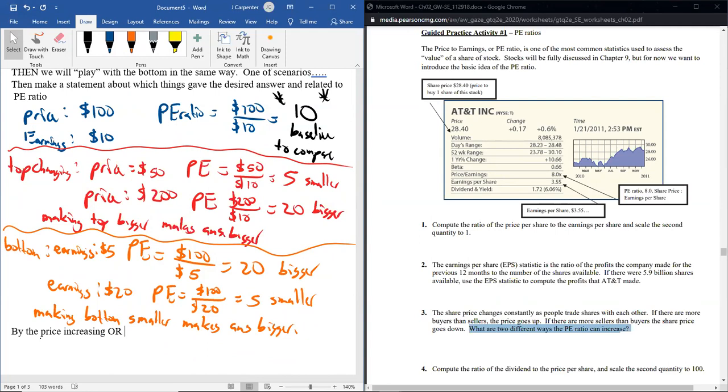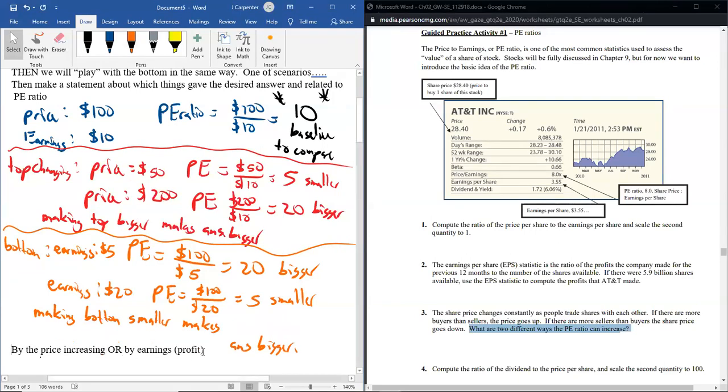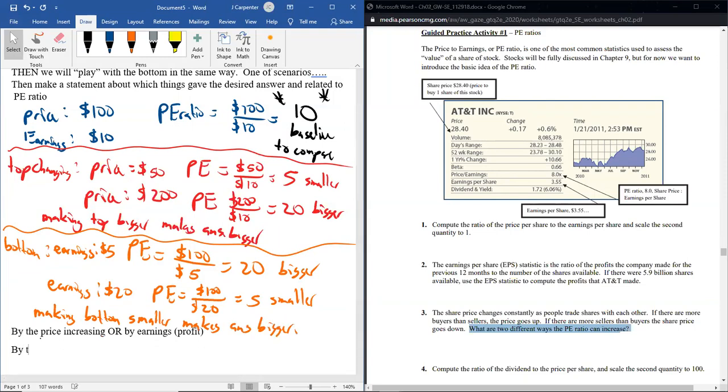That's one scenario. Or the other way this could happen is by making the bottom, which we call earnings, or by the earnings or profit, aka. Give myself one more line. Oh, shoot. This is so frustrating sometimes. So by the price increasing or by the profits decreasing, the PE ratio can get bigger. Let's just say can increase.